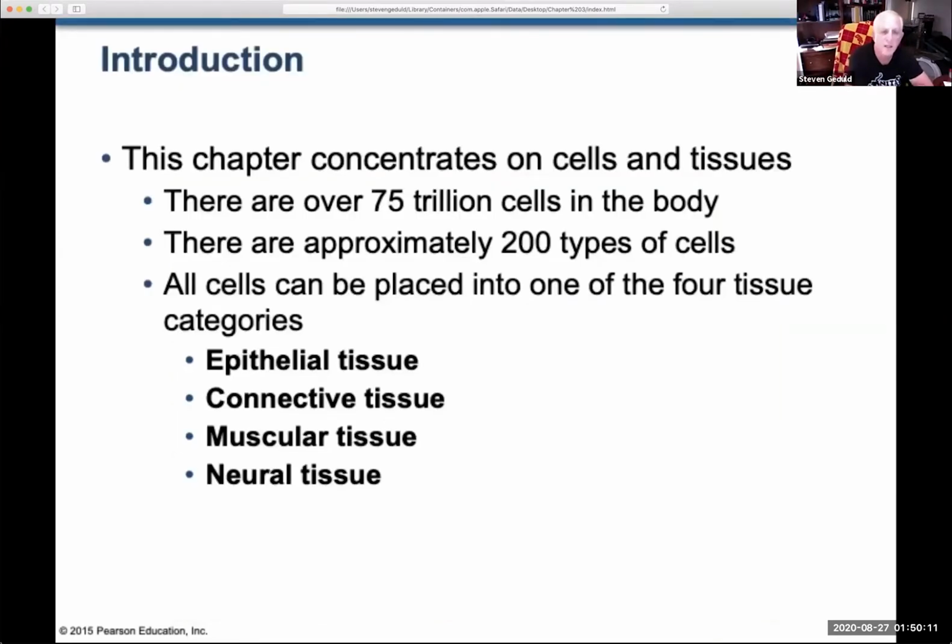Okay. This chapter concentrates on cells and tissues. There's over 75 trillion cells in the human body. There are approximately 200 types of cells, all made up of the 4 different tissues. So all these cells can be placed in one of the 4 tissues, like we said, epithelial, connective, muscle, or neural.